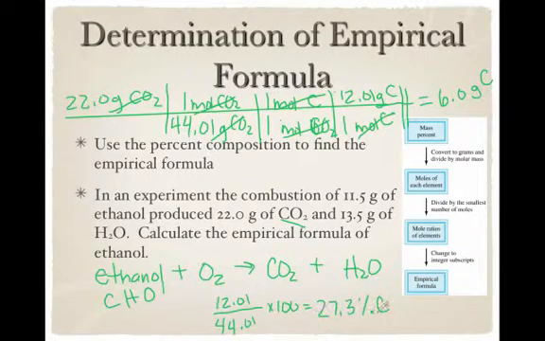So if you take 27.3% of the 22.0 grams, you get 6.0 grams. So either way, which way do you guys like better? The second one? You like the second one? Yes.